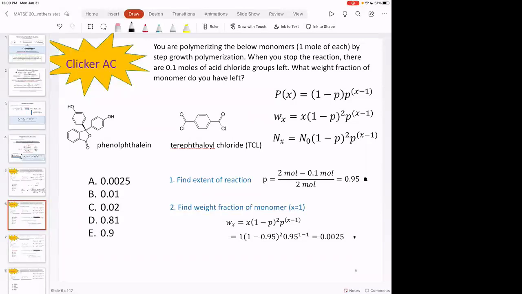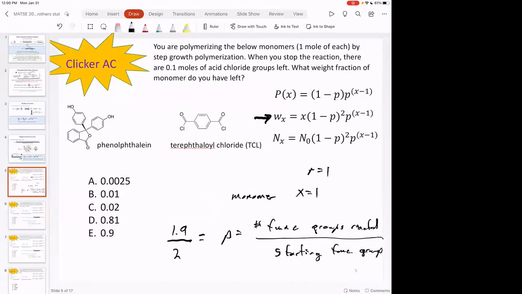How do I know? That's a very good question. How do I know that X equals 1 in this? What's the key word? Weight fraction of monomers. I could ask you, what's the weight fraction of trimers? X equals 3. Weight fraction of 100-mers? X equals 100. So make sure you're able to decode what X is based on the information I give you.